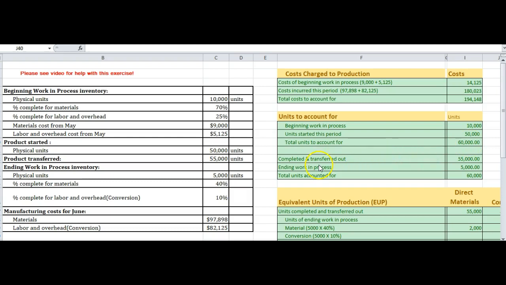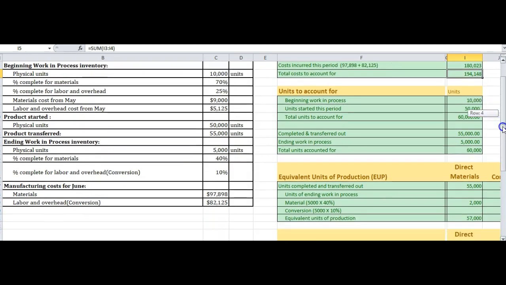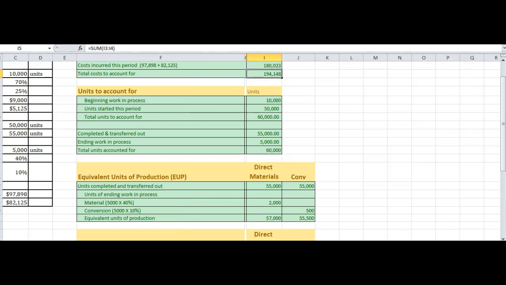And that's where you find I completed and transferred 55,000 units, and I have 5,000 units left in working ending inventory. So that is reconciled. The thing that's not reconciled right now is the cost to be accounted for. And to do that, this is what you end up doing. So what have we got?